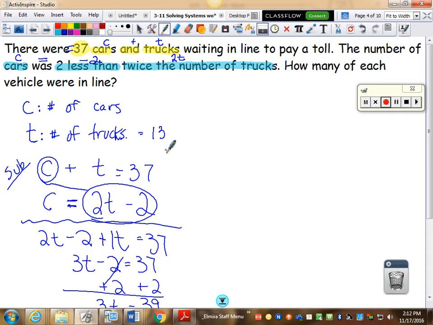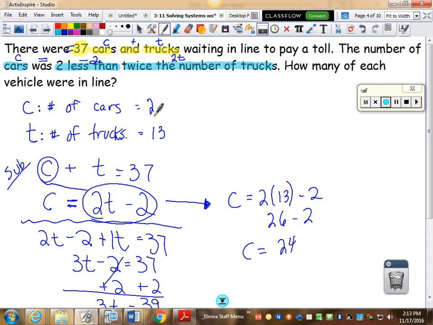Next, we want to find out the number of cars. I could pick either equation that I wrote to find cars, but it will be easier to use the equation that's already set up as cars equals 2 times 13 minus 2. So that's 26 minus 2, which is 24. So 24 is C. That's how many cars.